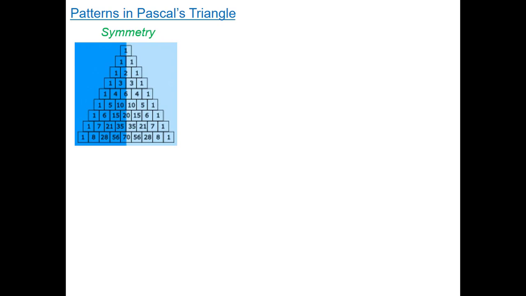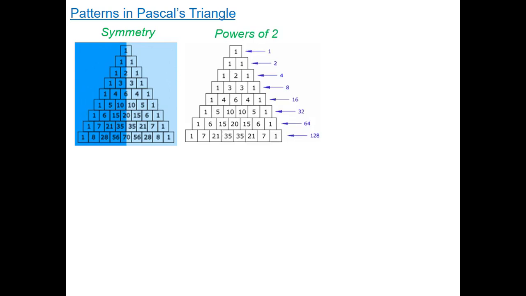Now, Pascal's triangle has some really interesting patterns that show up. The first one we noticed automatically, which is symmetry. But that makes sense because if you're adding by the commutative property, let's say 4 plus 6 or 6 plus 4, they're both going to equal 10. But now we should recognize something else as well.